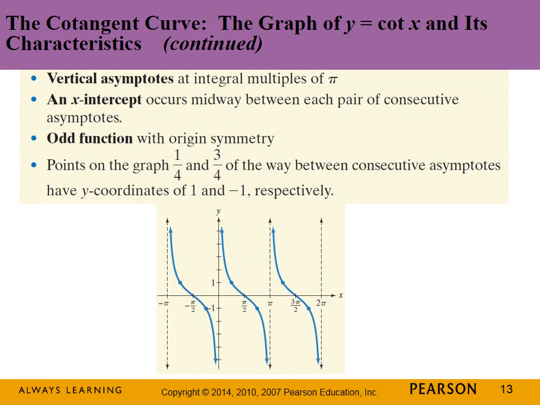So we're going to have vertical asymptotes at all of those values where the function is undefined. We have an x-intercept midway between each pair of consecutive asymptotes. So that would be at pi over 2, 3 pi over 2, odd multiples of pi over 2, negative pi over 2. This is another odd function. You may recall from earlier in the chapter that the only two trigonometric functions that are not odd are cosine and secant, and they're actually even. All of the other four trig functions, sine, tangent, cotangent, and cosecant, are all odd.